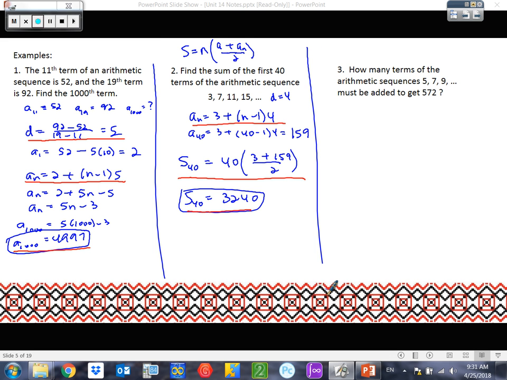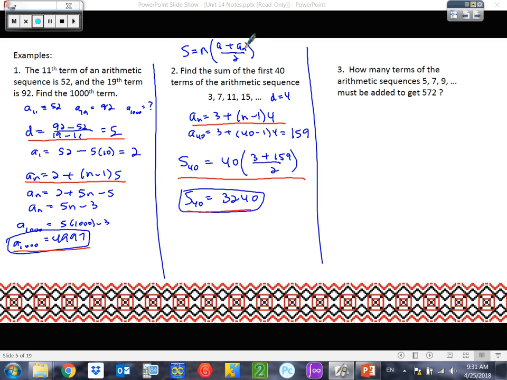How many terms of the arithmetic sequence 5, 7, 9 must be added to get 572? Okay, we don't know the term number. We don't know the last term. So to use this formula would be quite difficult, right? Quite difficult because I don't know n and I don't know a sub n. But now let's think about that other formula. What's really happened to that other formula?